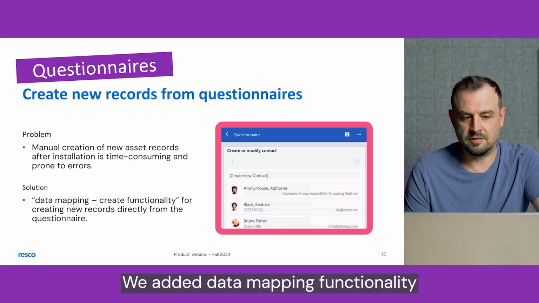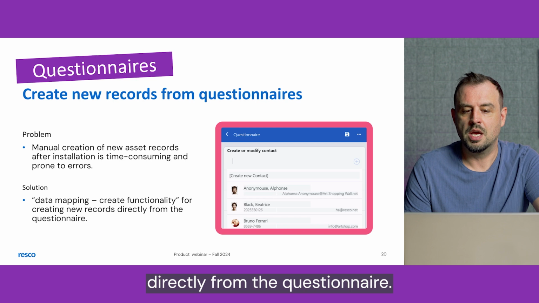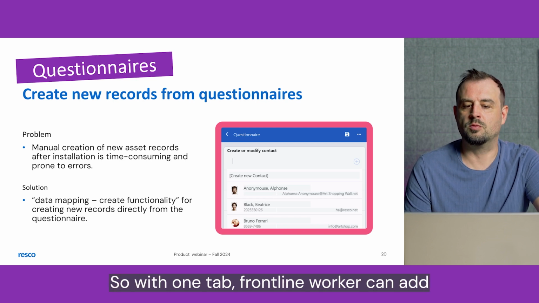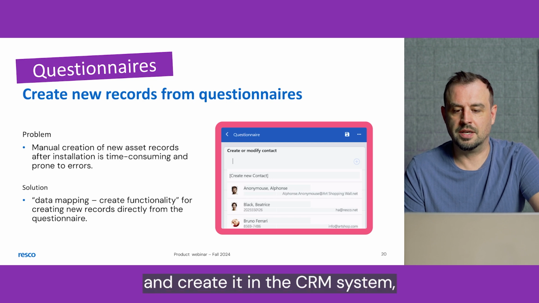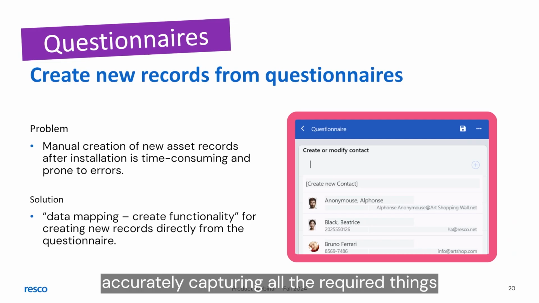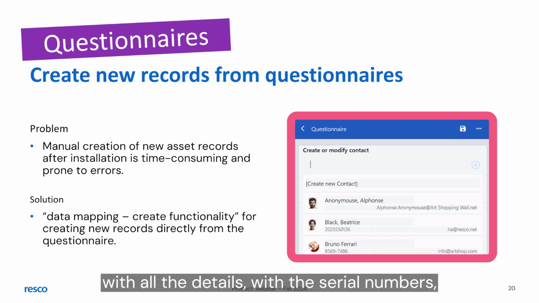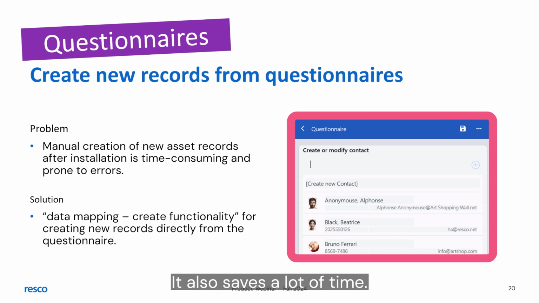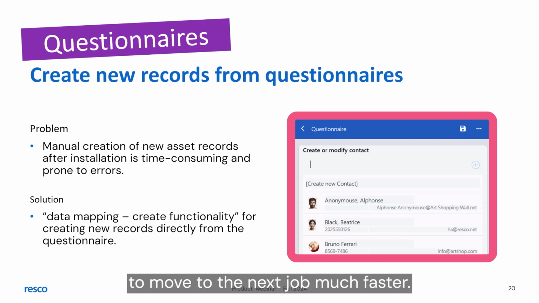We added data mapping functionality to create the new record directly from the questionnaire. So with one tap, a frontline worker can create the new record in the CRM system, accurately capturing all the required things like what has been installed, with all the details, with the serial numbers, with the customer information, and much more. It also saves a lot of time, ensures data accuracy, and allows mobile users to move to the next job much faster.